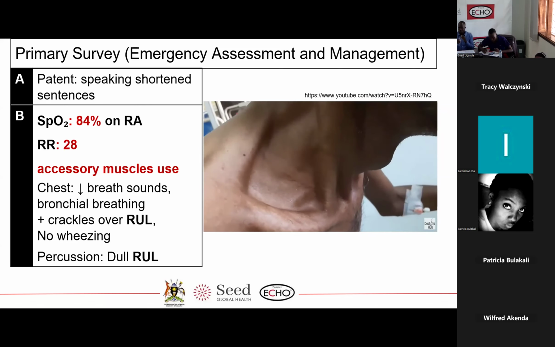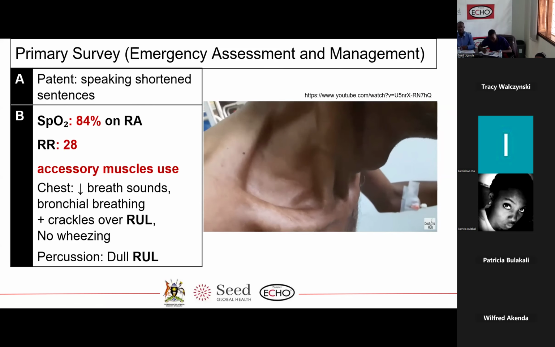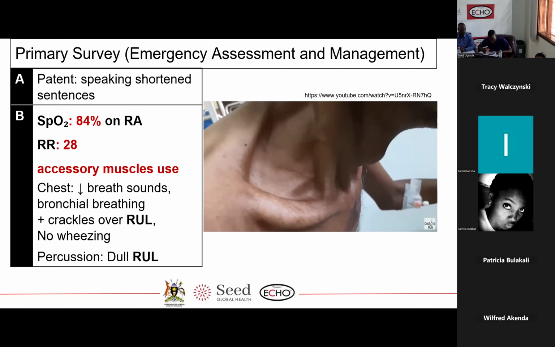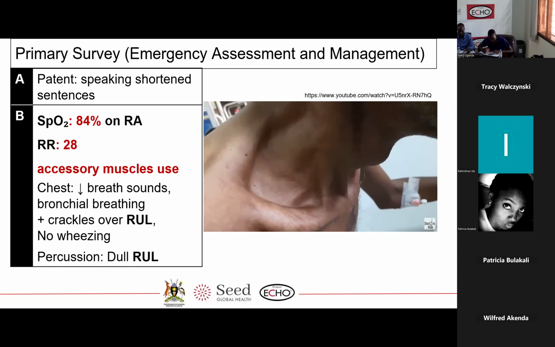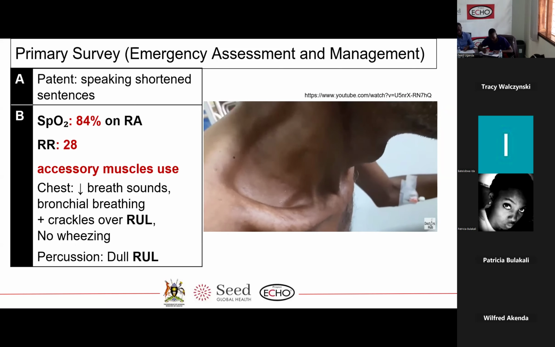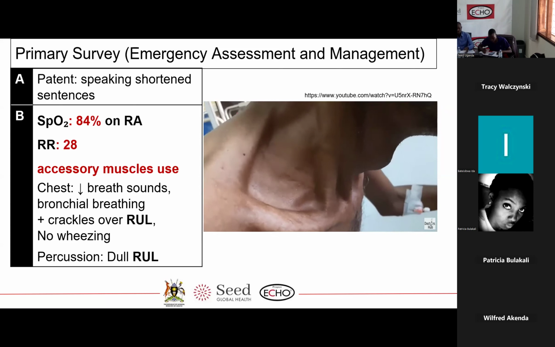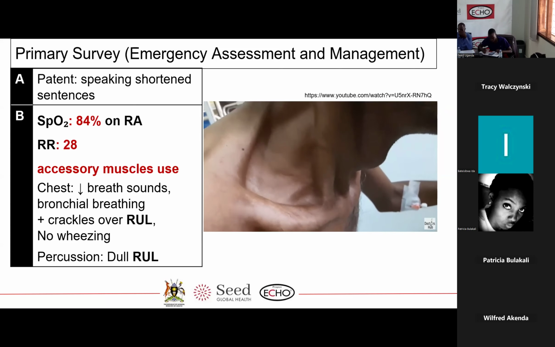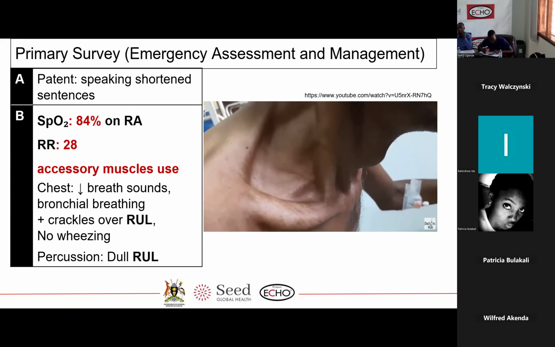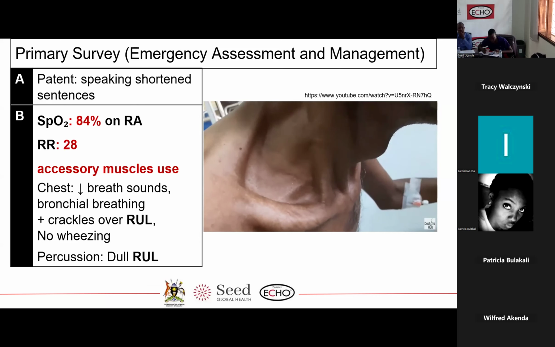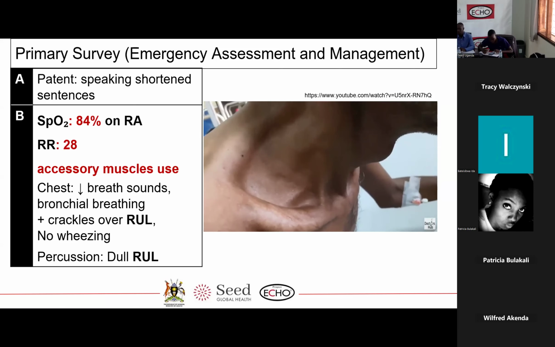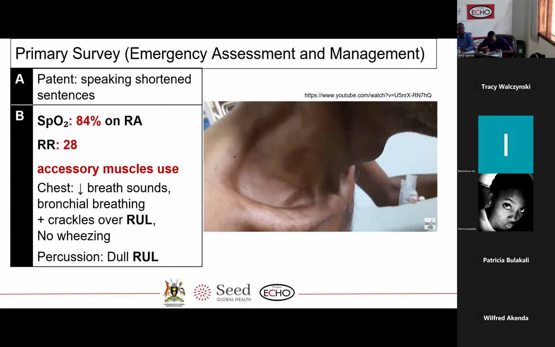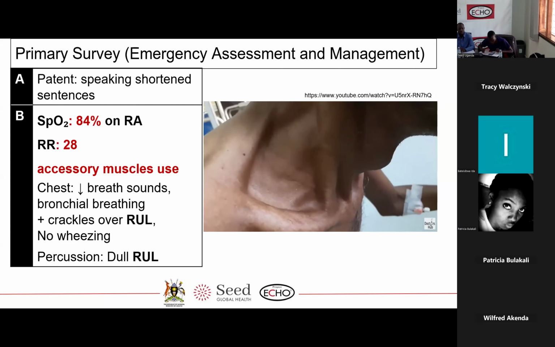For disability, the glucose level is 5.1 millimoles. And then the GCS is 15, and there is no focal deficits. When you expose the patient, the patient is having a temperature of 37.8 degrees. And the patient is appearing wasted, no rash or trauma. The patient is having no signs of meningism.